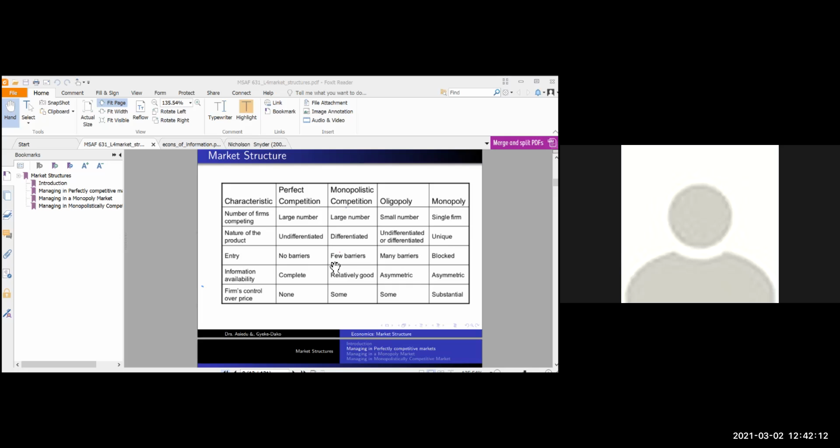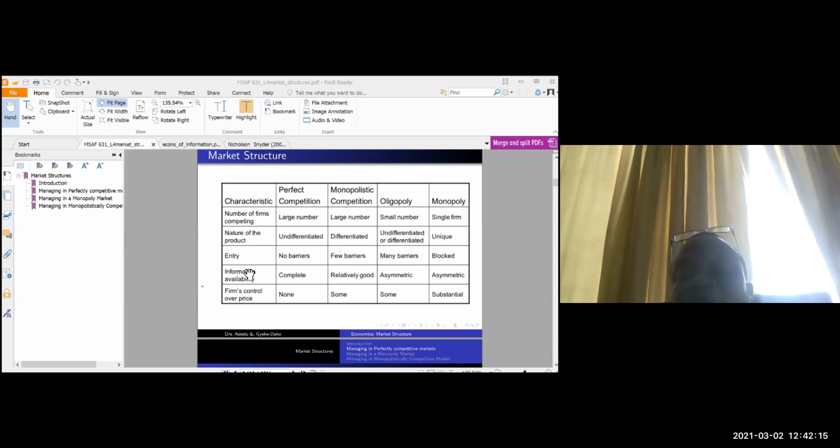In terms of information availability in the market, for a perfect competitive market, there is complete information.